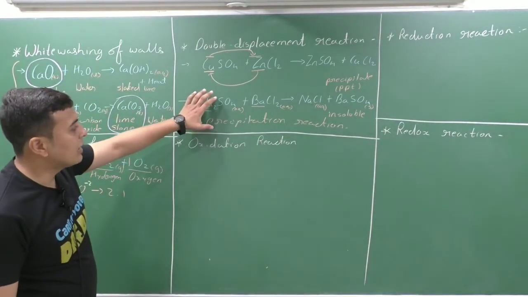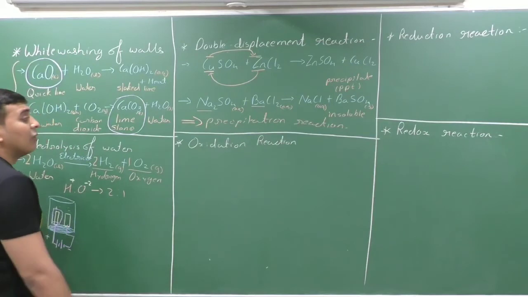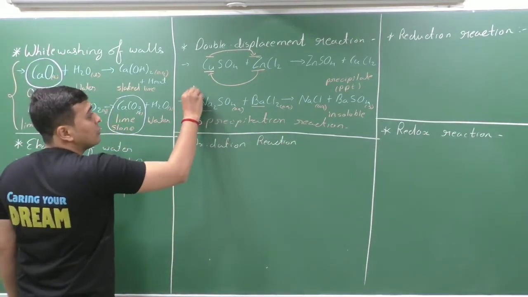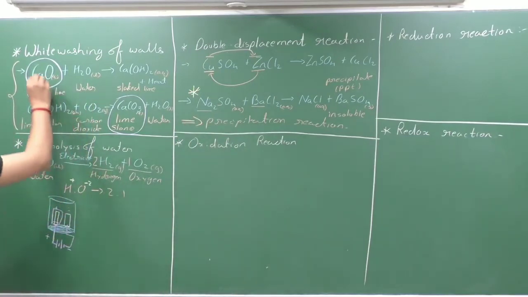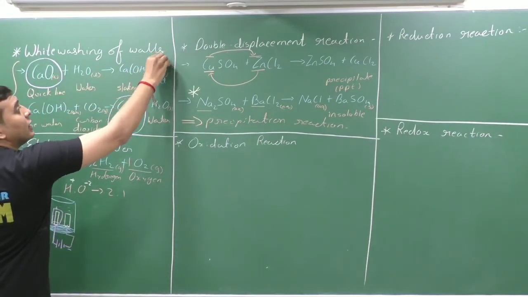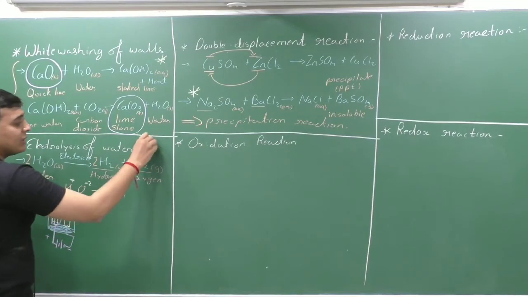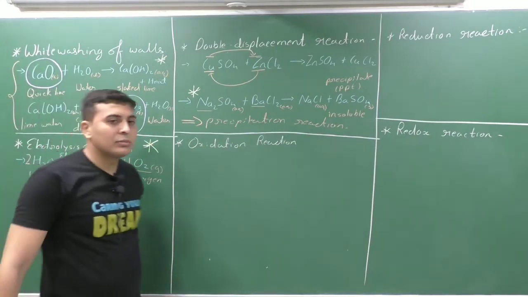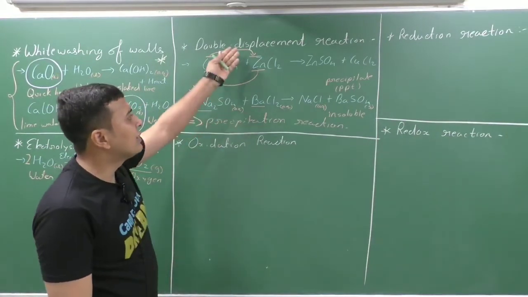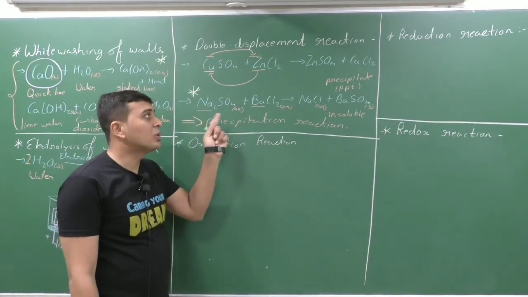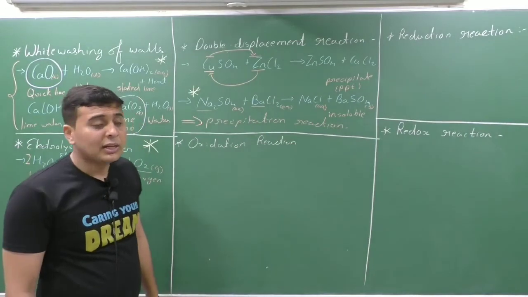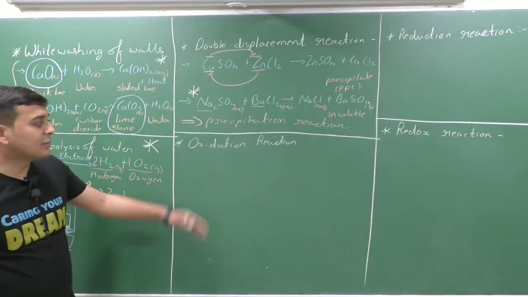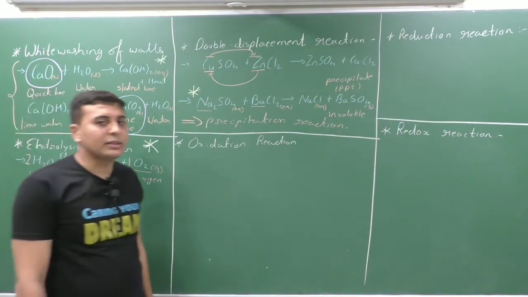So this is the important thing about the precipitation reaction. This is one of the most important precipitation reactions. This is one of the most important combination reactions, and this is one of the most important decomposition reactions. Clear? Precipitation means double displacement reaction. So it is the most important example of the double displacement reaction. Now let us move on to oxidation reaction.